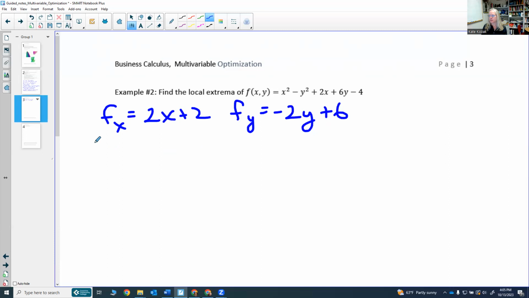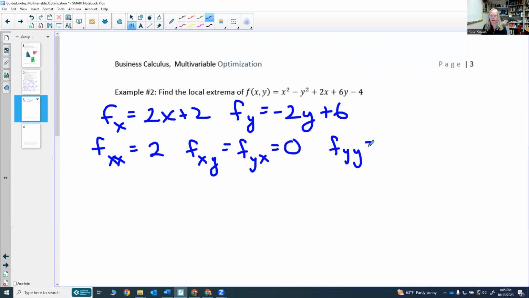Now find the second partial derivatives with respect to x and y. So f sub xx is going to equal 2. F sub xy is going to equal f sub yx. It's going to equal 0. And f sub yy is going to equal negative 2.